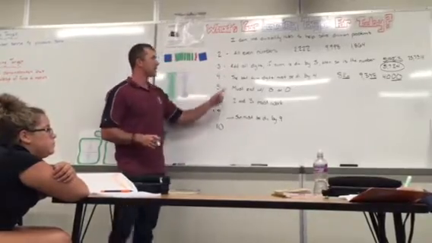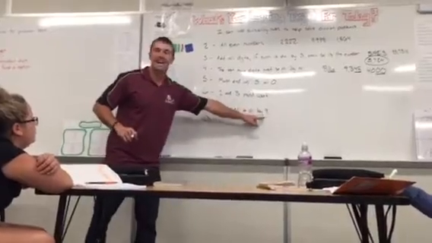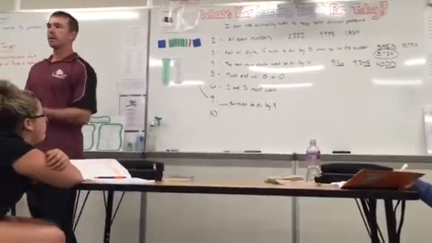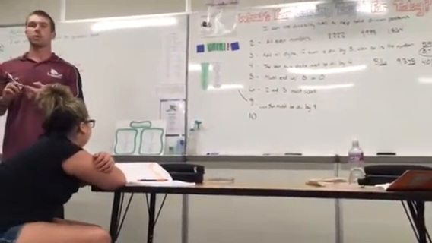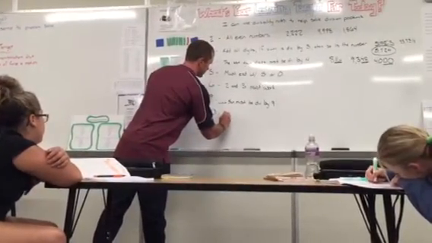All right, 9s we already talked about. You add all the digits. The sum must be divisible by 9. 10s, very simple. 10, 20, 30, 40. What's it end with? Zeros. Must end with 0. Well, that's easy.